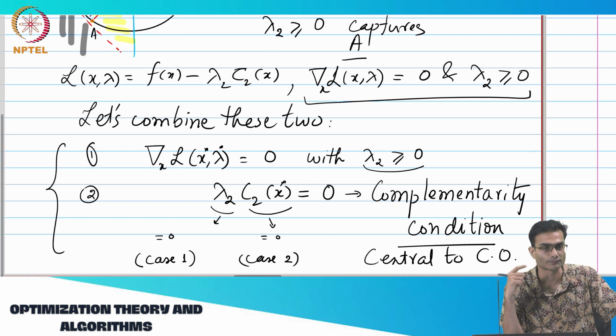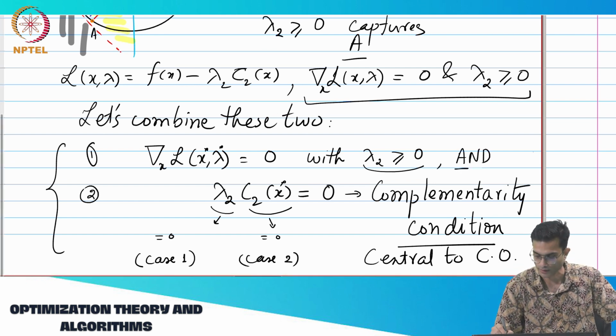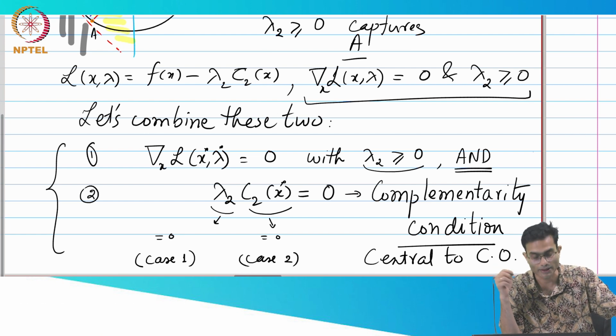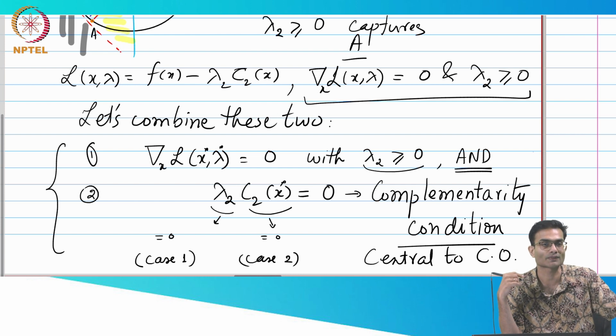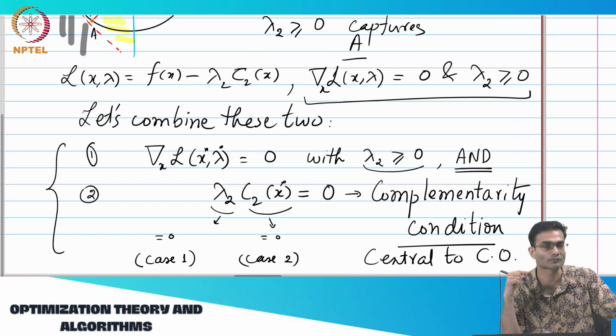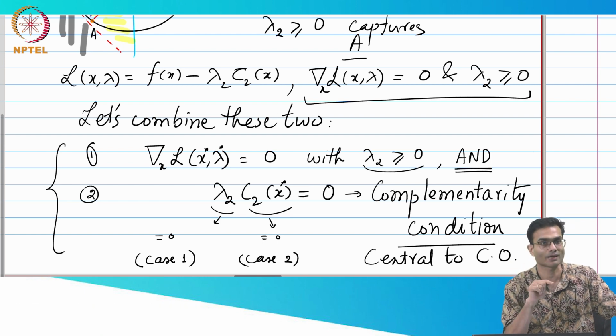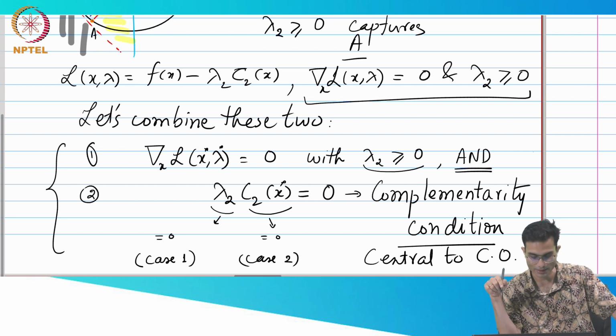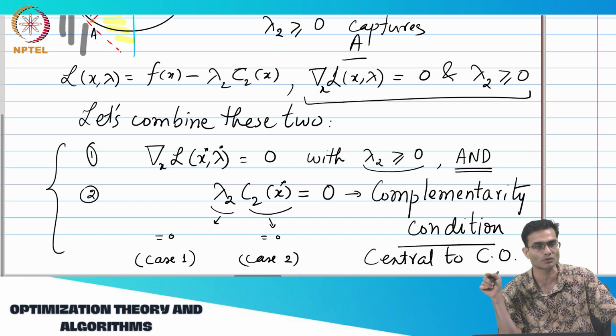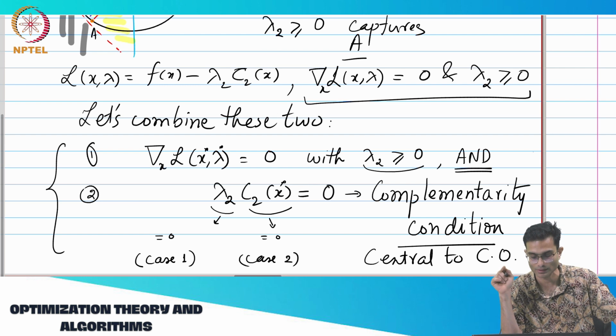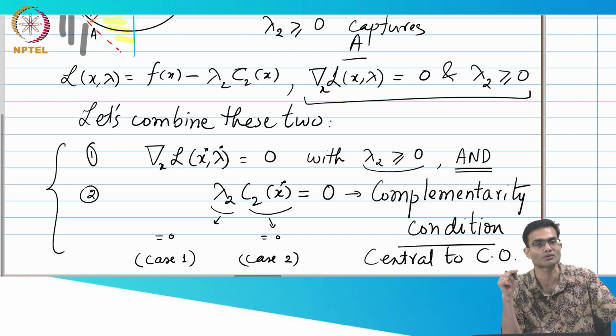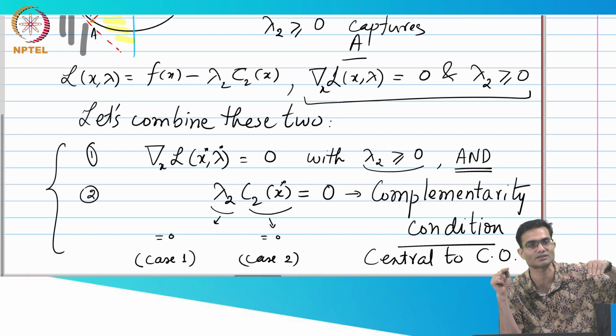It's an and. And you can see they don't contradict each other. So let's look at it again. In case 1, I needed lambda 2 to be equal to 0. It was an inactive constraint. So C2 is greater than 0, but I needed lambda 2 to be equal to 0. So case 1 is covered. And case 2, the constraint is active, C2 is 0, lambda 2 can be anything. So it's captured over here. But that is why the lambda 2 greater than 0 is included in the first statement.